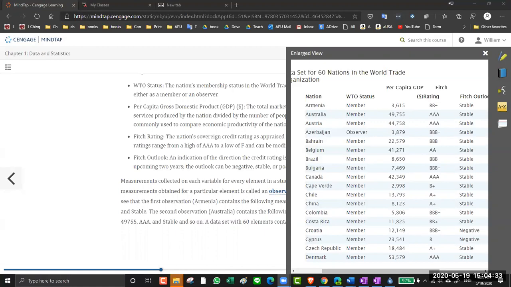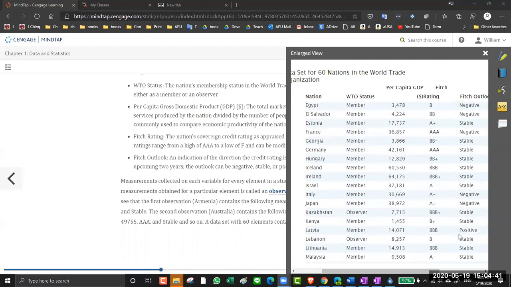What's that called? Fitch outlook. Yeah. And if you look here, it can be stable, negative, or positive. All right. Does everyone understand this? Yeah. So what is Egypt's Fitch outlook measurement? Negative. I want to use that word measurement, right? What is France's WTO status measurement?